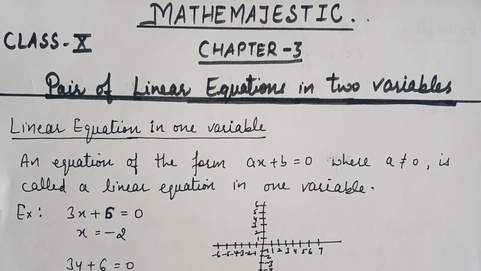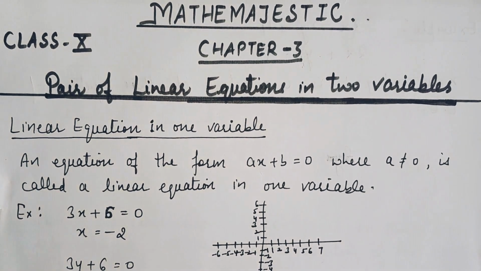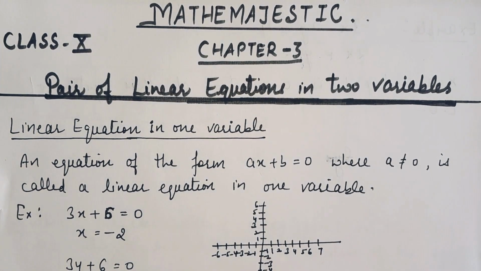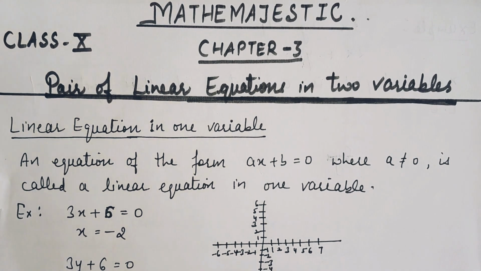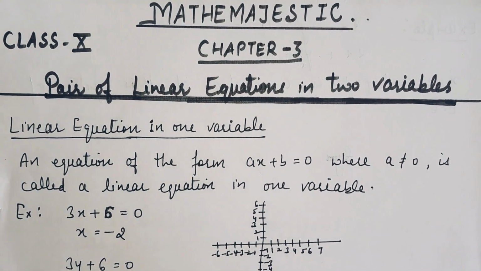Today we will do class 10th chapter 3, pair of linear equations in two variables. This video is going to be the introductory video of the chapter. Here we will discuss what are linear equations in one variable, in two variables, what is the solution of the linear equation, how we can represent the linear equation graphically, and we will discuss the system of linear equations, consistent, inconsistent. So basically this video is going to be the introduction of the chapter pair of linear equations.